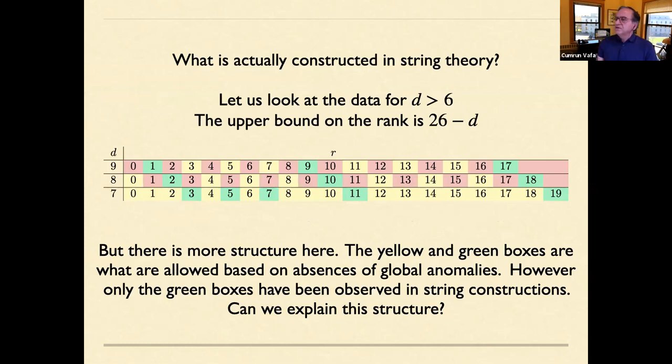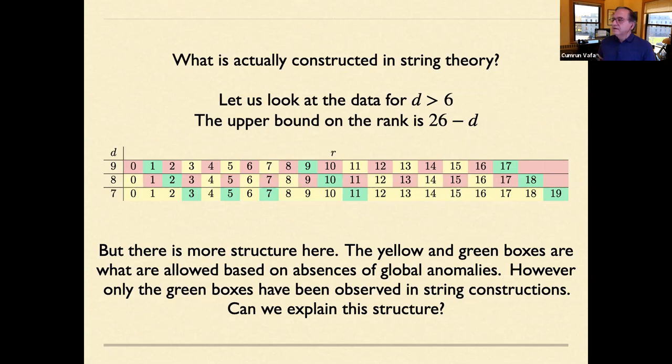So what is actually constructed in string theory? Well, as I said, here we are showing the table of what is constructed. The green ones are the ranks of the groups that are constructed in string theory. D denotes the dimension of the space. So in nine dimensions, 8 and 7, we are denoting the rank of the string landscape. As you can see, the upper bound is 17, 18, and 19 in dimensions 9, 8, and 7. And this is indeed the rank I was telling you about already, 26 minus D. So the upper rank goes up as the dimension comes down.